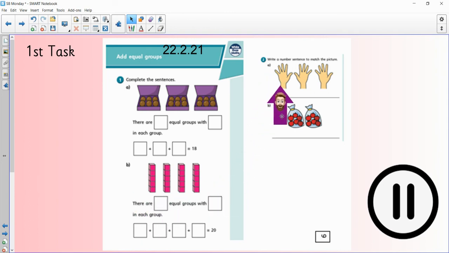Here, for question 2, a hand is one group. So what's the addition sentence here? Here, a bag is the group. So what's the repeated addition here? Okay? So now it's time to complete page 9, which is your first task in your maths booklet.